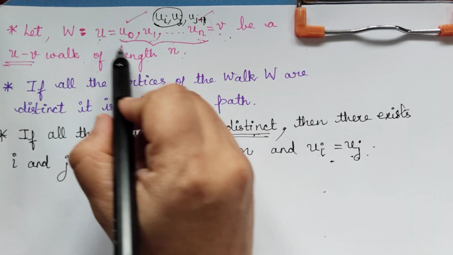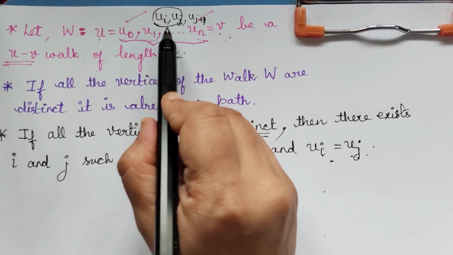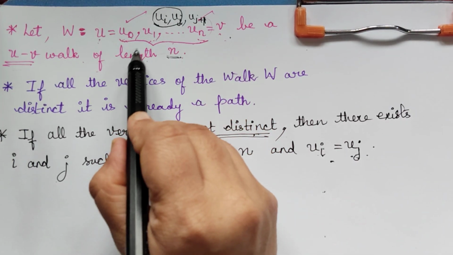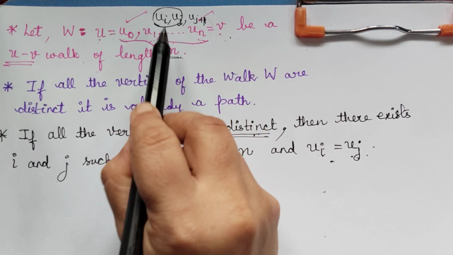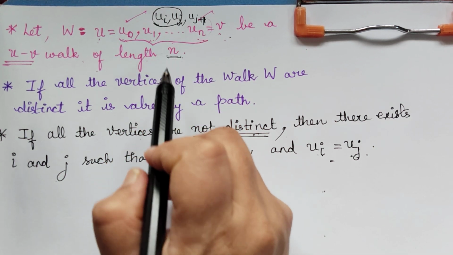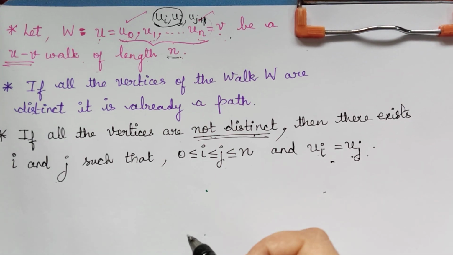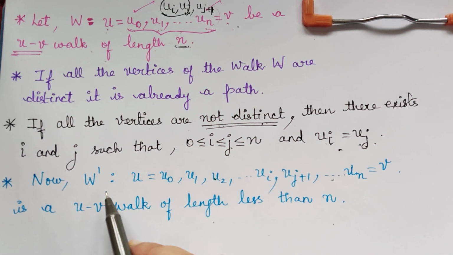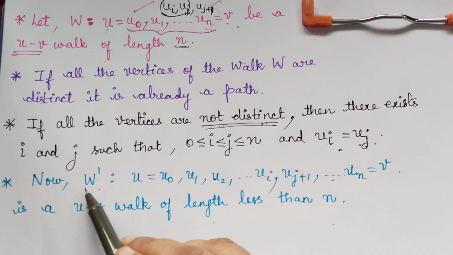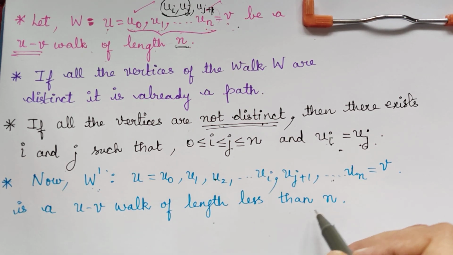So what will happen to this walk of length n? It will reduce. The length will be reduced by 1, because two vertices are going to be the same. So instead of a walk of length n, this walk will become a walk of length n minus 1. Let us write that. This walk will become another walk W dash, of length less than n.